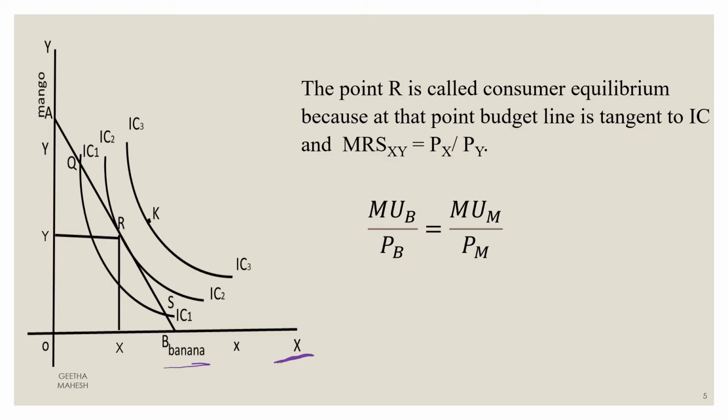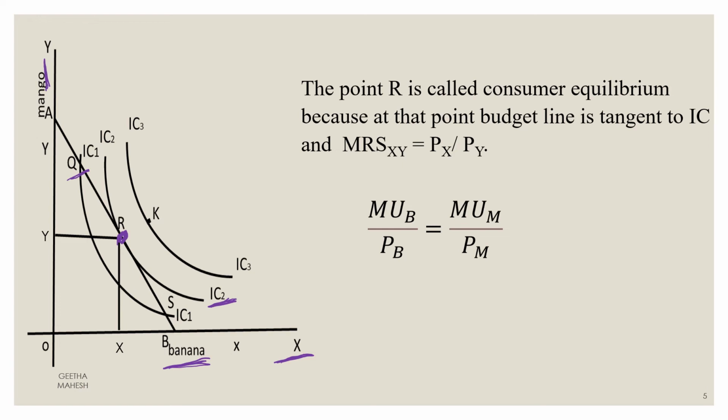On x-axis banana is measured, on y-axis mangoes are measured. Consumer is able to combine the budget line, which we call market valuation, and indifference map, that is evaluation by consumer on the basis of utility derived from different combinations of two goods. Here consumer reaches equilibrium at point R, because at point R both the conditions of equilibrium are satisfied. AB is tangent to IC2 at point R, and IC2 is convex to the origin.